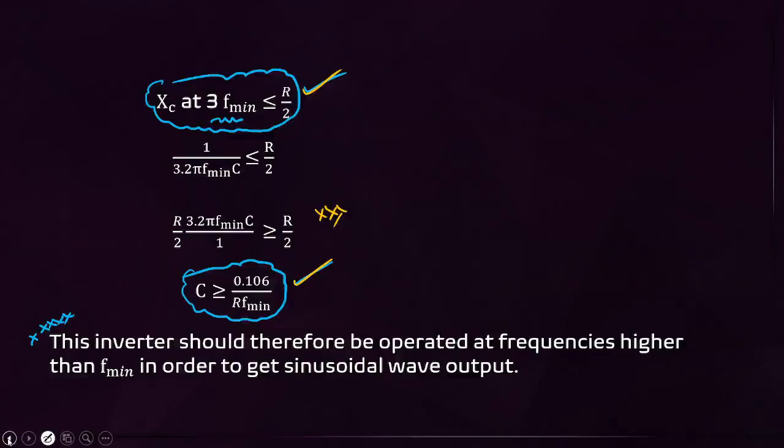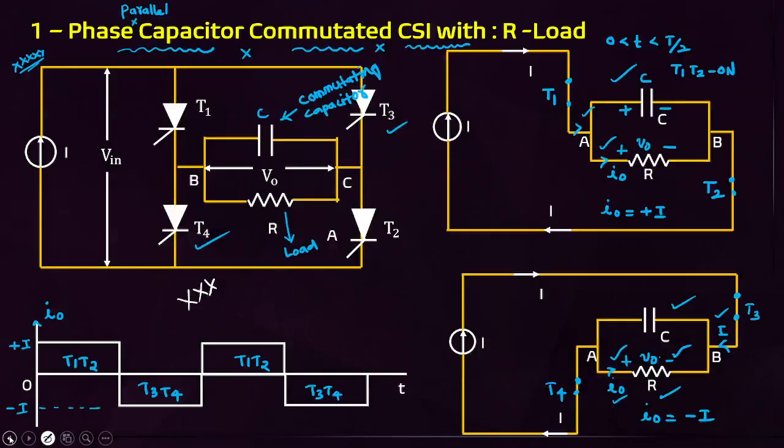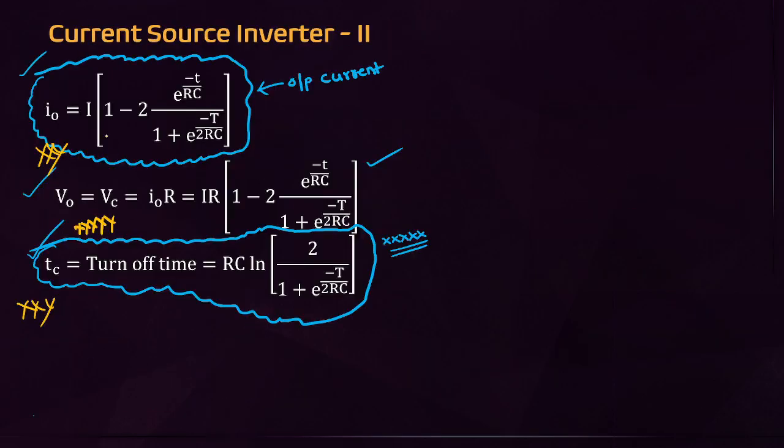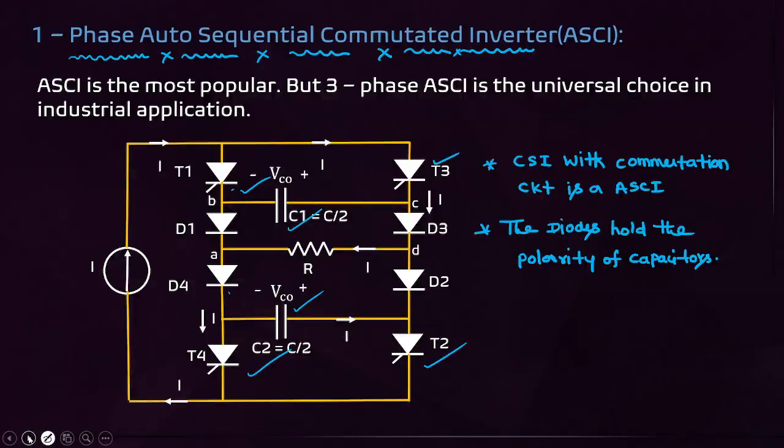But in the total explanation, this is the parallel capacitor commutated current source inverter. The only main important formulas are these two: the load current expression and the circuit turn off time. And this one time it was framed in the GATE exam.